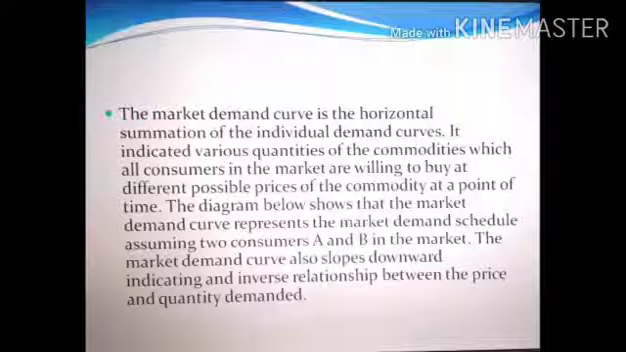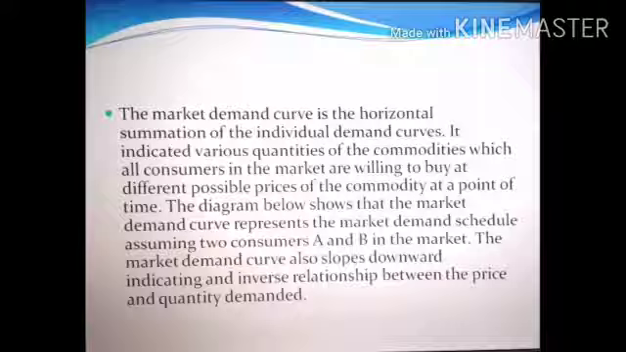Next, the market demand curve is the horizontal summation of individual demand curves. It indicates various quantities of commodities which all the consumers in the market are willing to buy at different possible prices of the commodity at a point of time. The diagram below shows that the market demand curve represents the market demand schedule assuming two consumers A and B in the market. The market demand curve also slopes downward, indicating an inverse relationship between the price and quantity demanded.